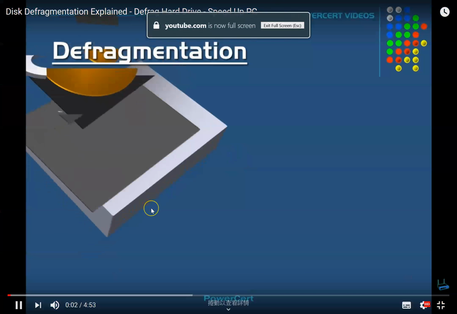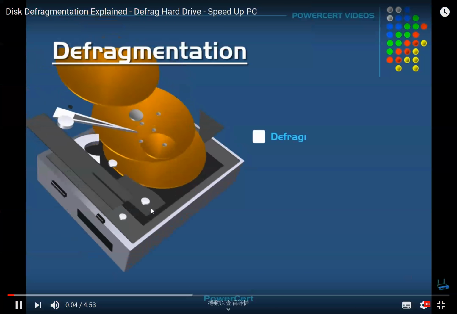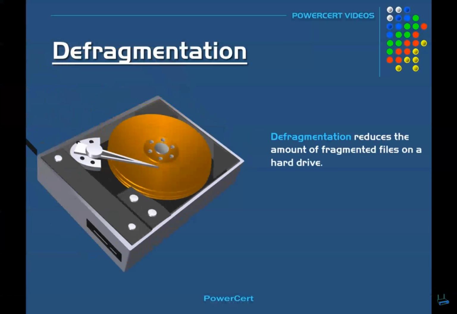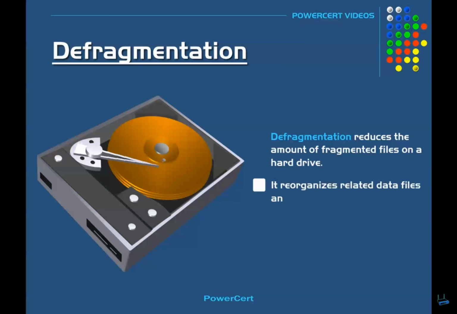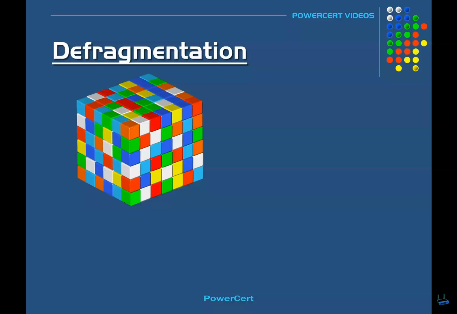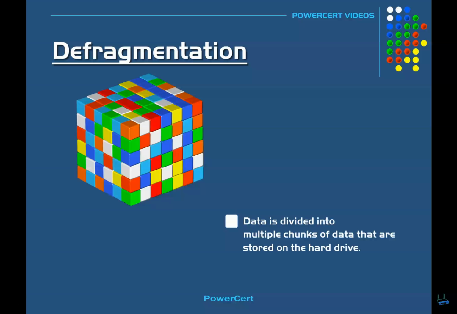What does it mean to defrag your hard drive? Now, defragmentation reduces the amount of fragmented files on your hard drive. It reorganizes related data files and puts them in the same physical location on your hard drive. So, for example, as you install data on your hard drive, such as programs, documents, music, video, and so on, that data is actually divided into multiple chunks of data that are stored on the hard drive.